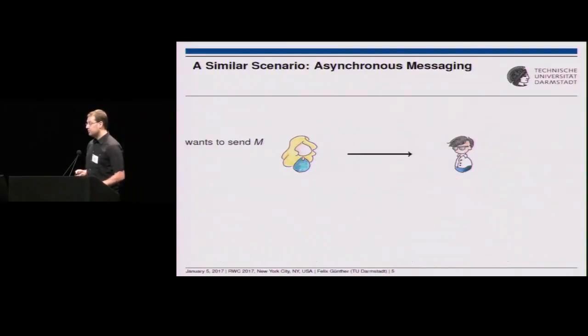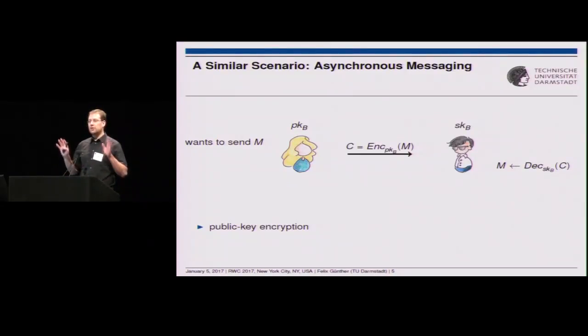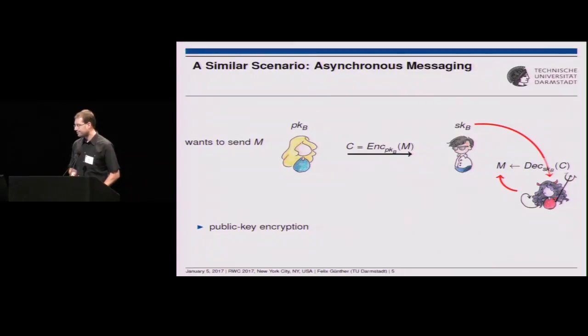So to understand how this works, let's first have a look at a somewhat related scenario, that of asynchronous messaging. So here, Alice wants to send some message over to Bob without any preceding communication. Well, this can be solved, of course, by simple public key encryption. You just encrypt this message under the public key of Bob. But this leaves you with the same problem of lacking forward secrecy, of course.